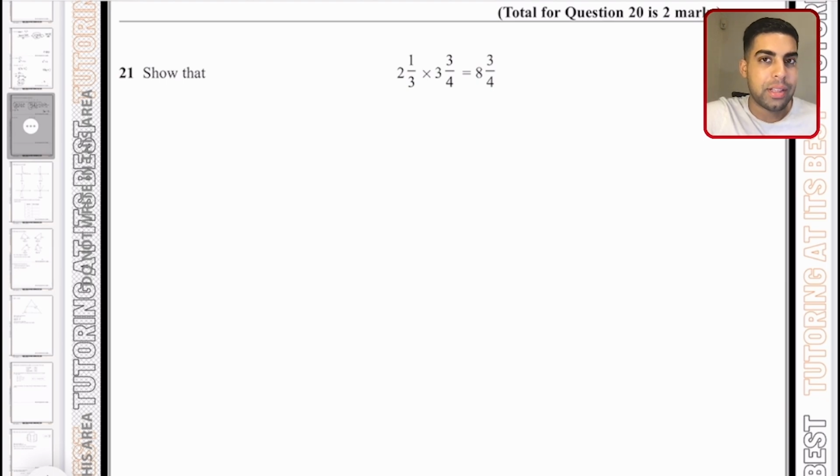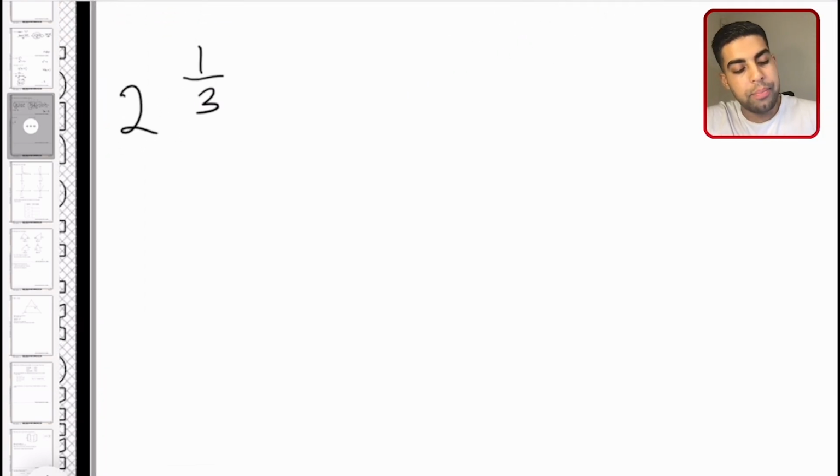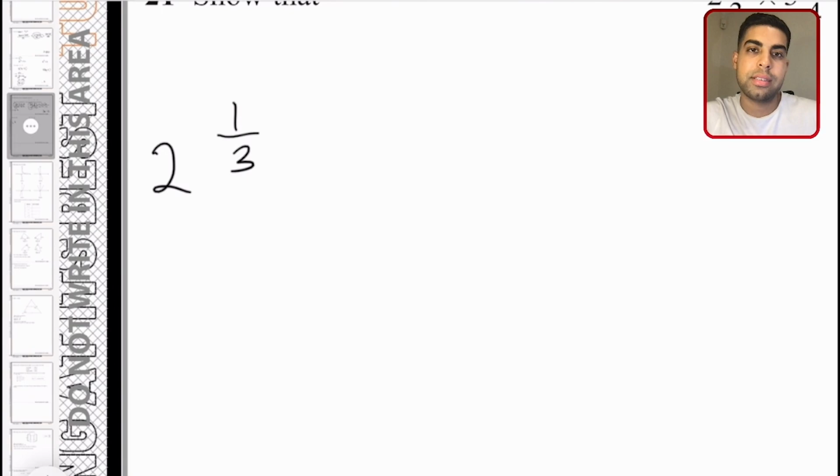Okay, so there's 2 different methods that we can take to resolve this. The first thing I'm going to do is convert my mixed fractions to an improper fraction. So a mixed fraction is when you have a whole number and a proper fraction. So what I'm going to do first is write out 2, 1 over 3, and I'm going to convert this to an improper fraction. So an improper fraction is when the numerator, which in this case is a 1, is larger than your denominator.